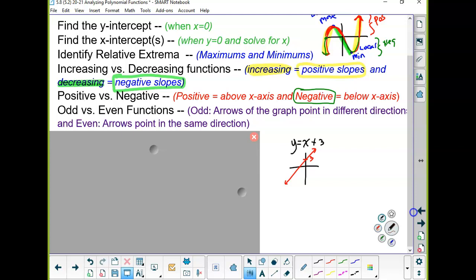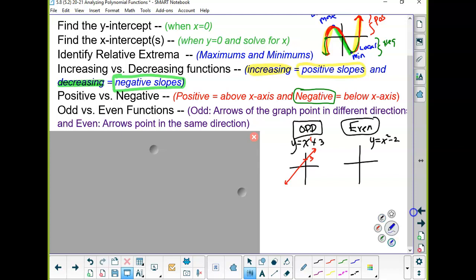Odd, for a couple reasons. The arrows go in different directions, so that's odd. But why is it odd? Because the degree is 1. Okay? So now, maybe I shouldn't have written that yet, because I was going to ask you, but what if I gave you the equation y equals x squared minus 2?